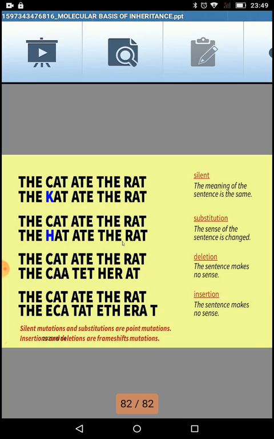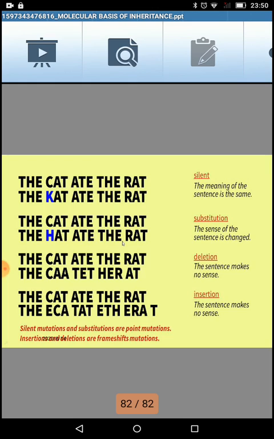So in this case, what's happening? Because of the insertion of one E in between, in the cat, there is a change in the reading frame. So this is the frame shift mutation, where the whole reading frame for the amino acids gets shifted, either because of addition or because of deletion of any of the nitrogenous bases.